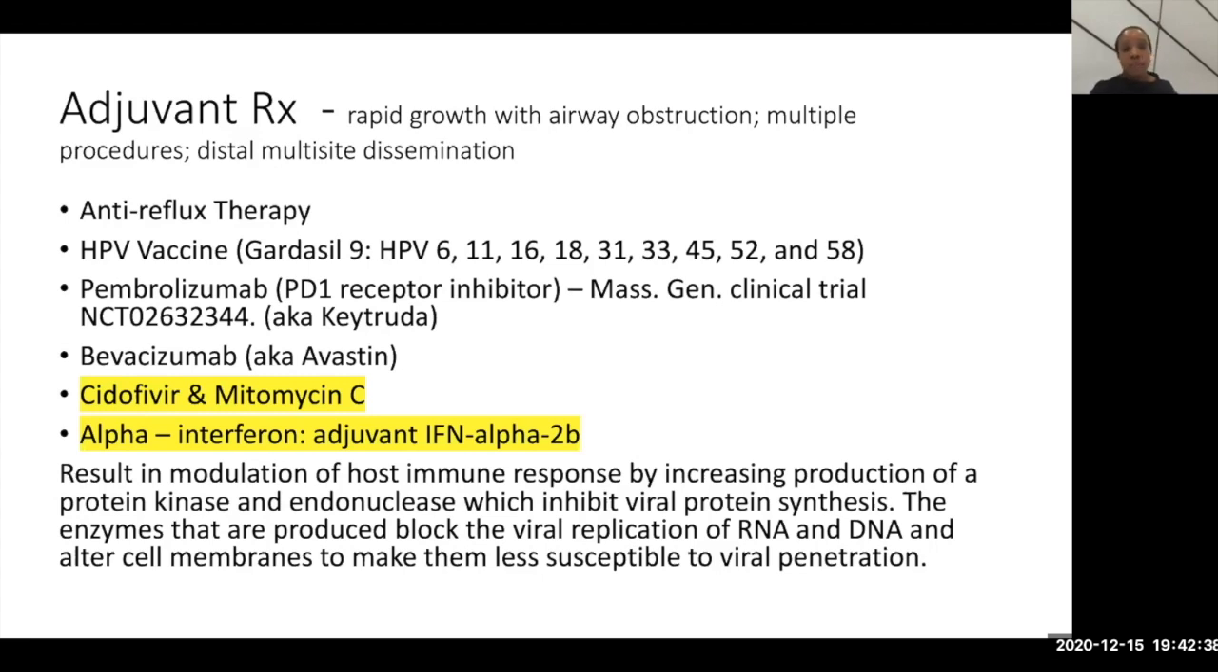And then, of course, Mr. Jonas has mentioned cidofovir and mitomycin C, and I've highlighted those two drugs because of the bad press that they've had with regards to potential malignancy. And so there isn't so much of a great uptake as you would see in the adult population. Some people still use it, but I don't use cidofovir or mitomycin C at all.